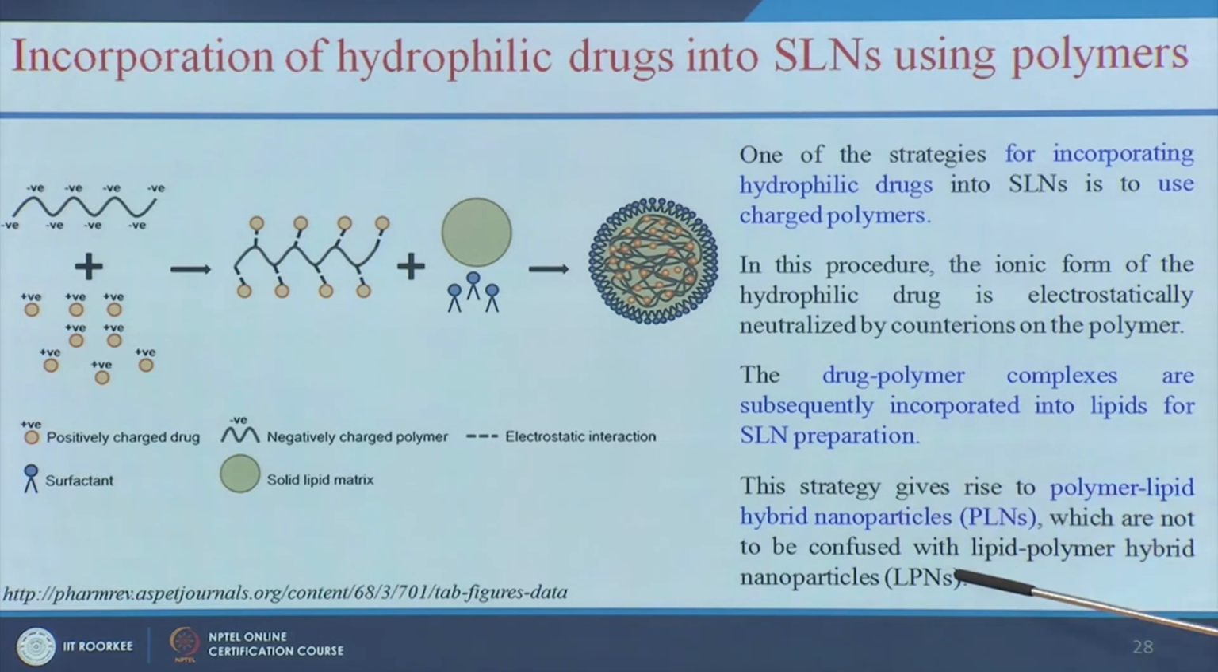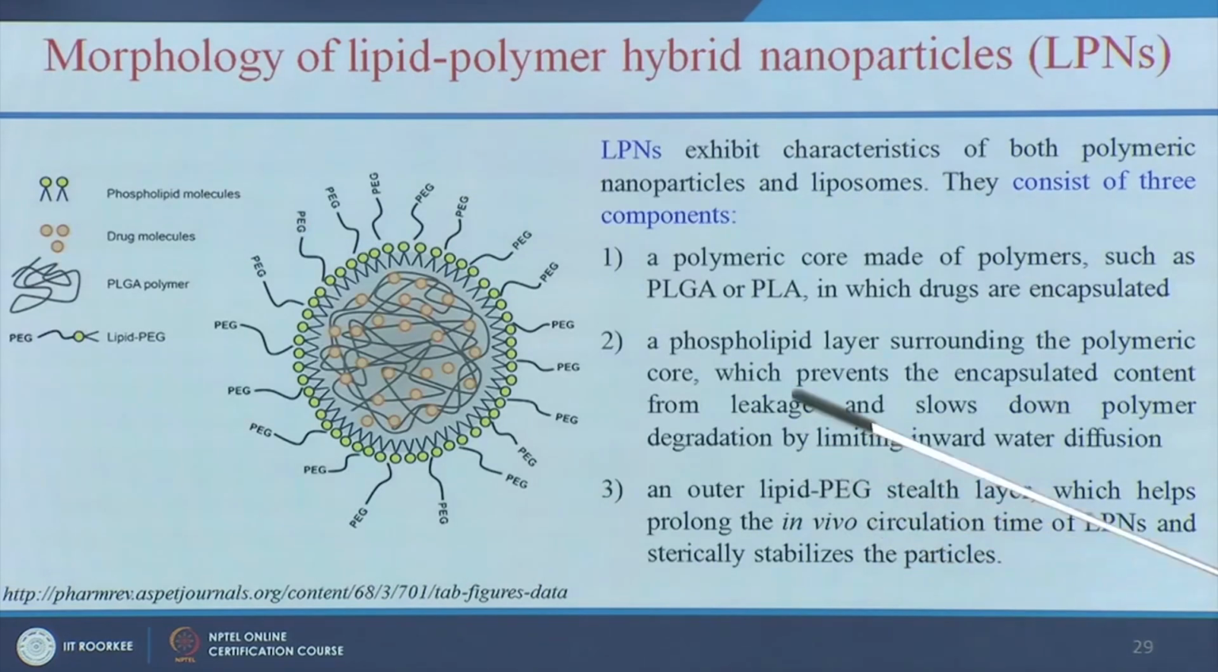So, there is another type of material, that is LPN. So, that we will see, what is LPN. LPN is lipid polymer hybrid nanoparticles. Here this LPN exhibits characteristics of both polymeric nanoparticles as well as liposomes. It mainly consists of three components.